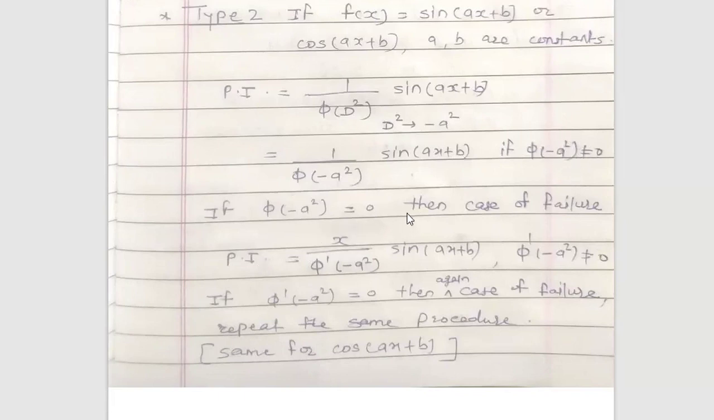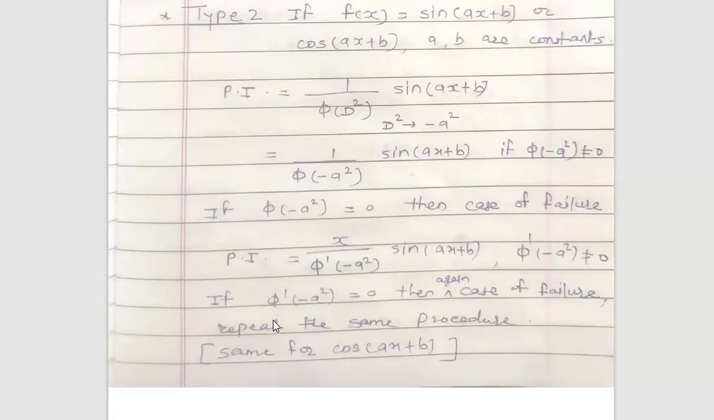If it is equal to 0, then it is the case of failure, and then in the case of failure, we always multiply the numerator by x. Then we take the derivative of the denominator, the derivative of phi function will be phi dash. And after finding the derivative, you replace the terms of D square again by minus a square into sine of (ax plus b). Again, the condition is that phi dash of minus a square must be non-zero. If phi dash of minus a square is equal to zero, then again it is the case of failure, and then you repeat the same procedure.